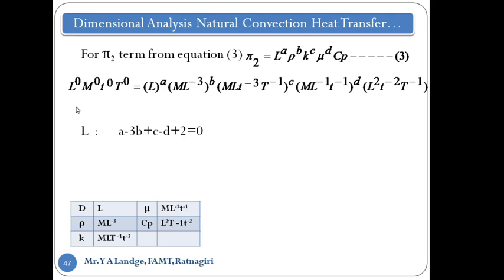So first I am trying to find the L because I am doing for L. Okay. So one dimension L. So I am writing, I add all the powers. So I add the powers.